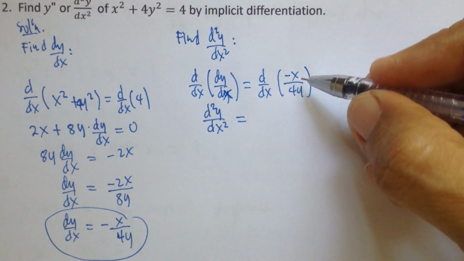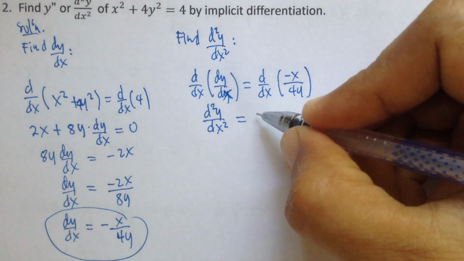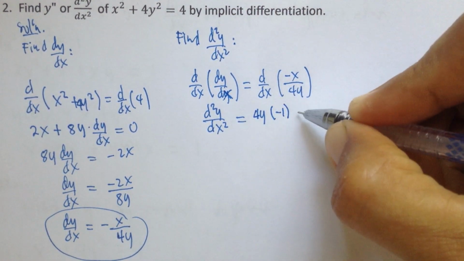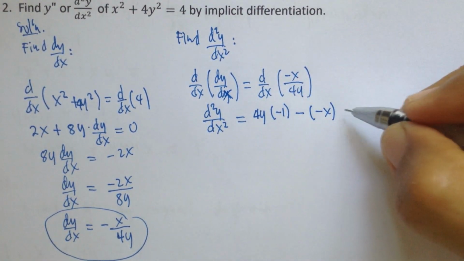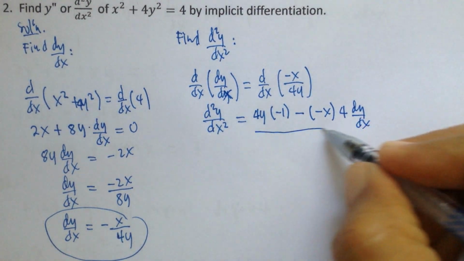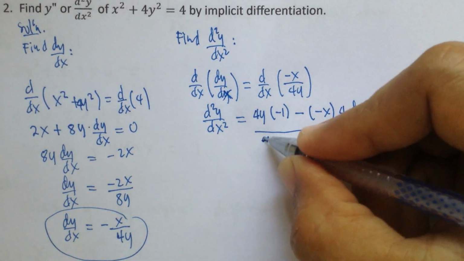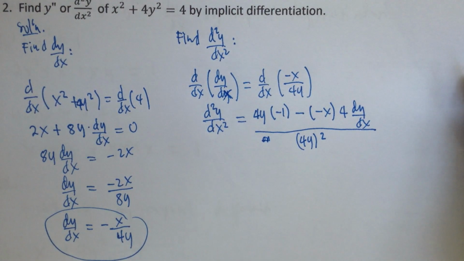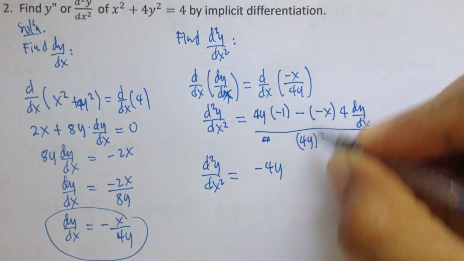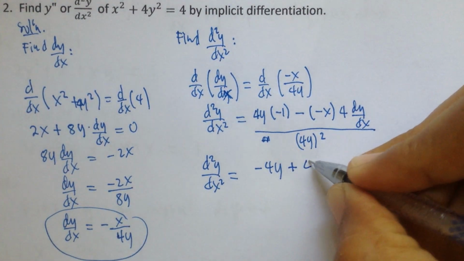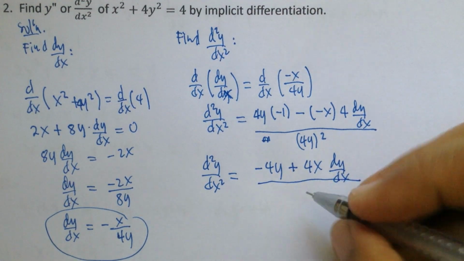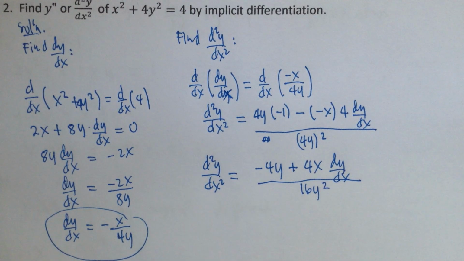And we apply here the quotient rule, because you have a numerator and denominator. So recall the quotient rule. It says the denominator times the derivative of the numerator, which is negative 1, minus the numerator times the derivative of the denominator, which is 4 times the derivative of y, which is dy dx, then over 4y squared. Then you have d squared y dx squared equals minus 4y plus 4x dy dx over 16y squared.